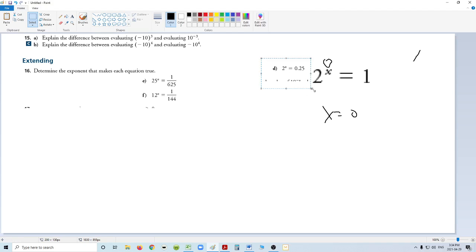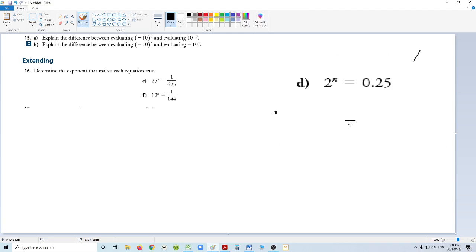This, again, it helps to understand what 0.25 is. 0.25 is the same as 1 over 4, which is the same as 1 over 2 squared, which is the same as 2 to the negative 2, which means this must be negative 2.